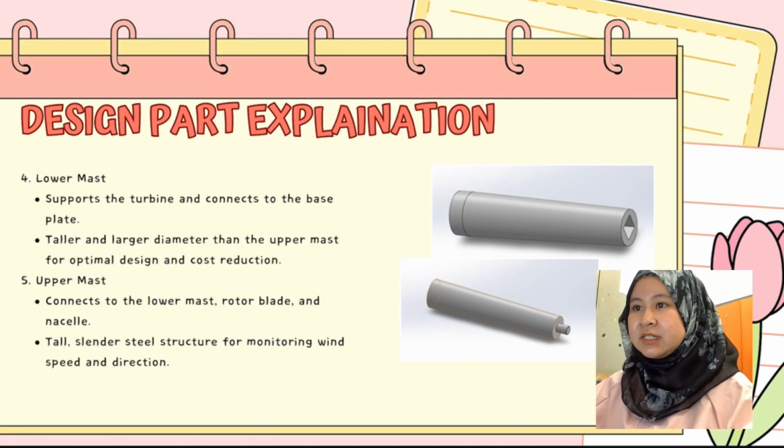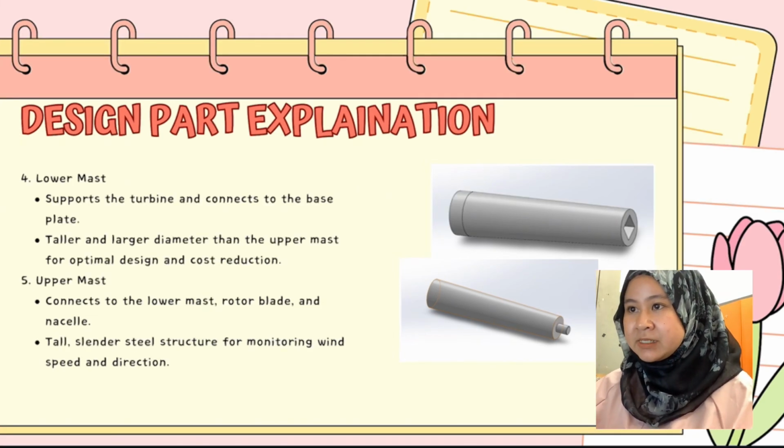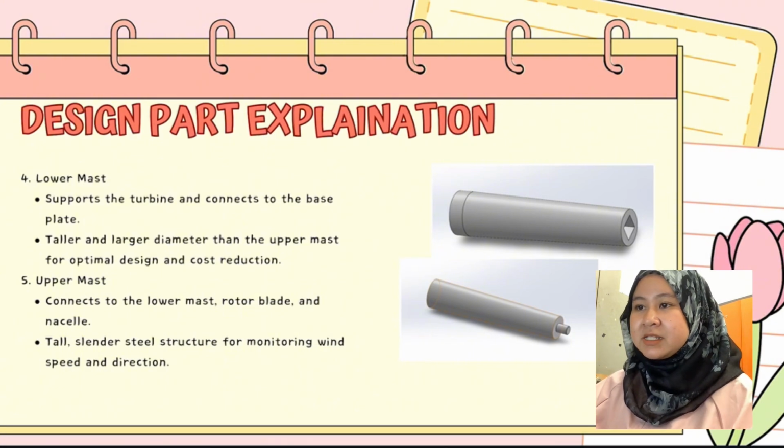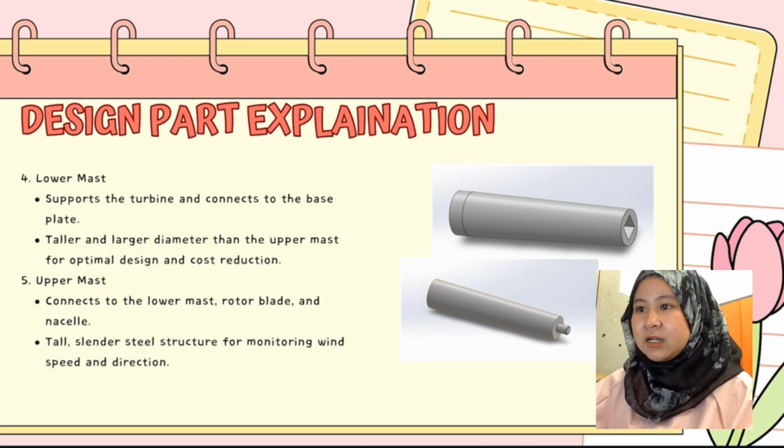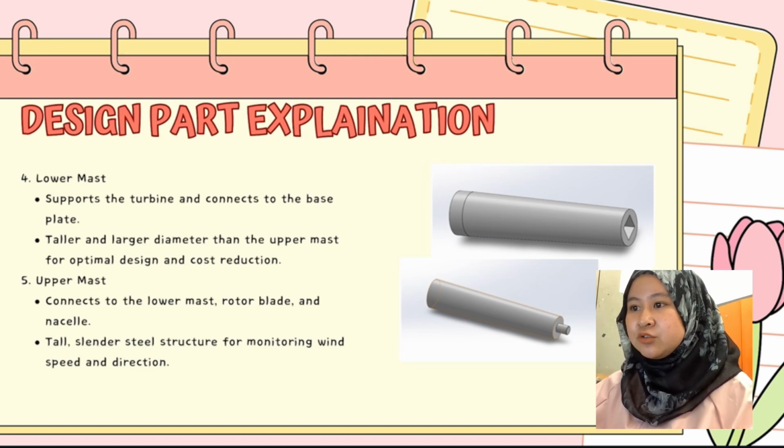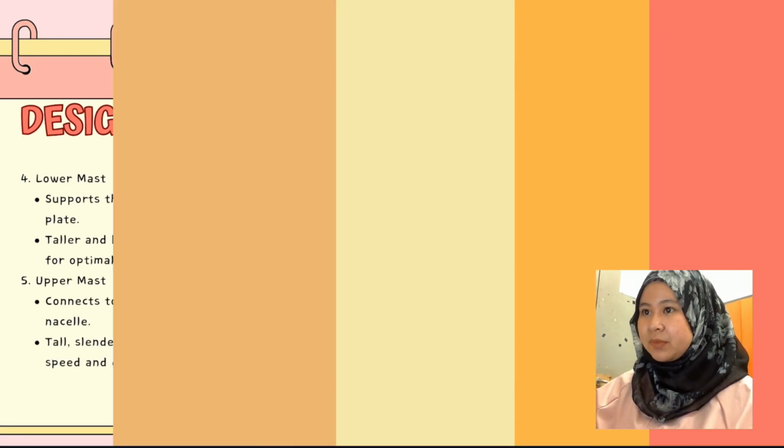The fourth is the lower mast, and the fifth is the upper mast. The lower mast supports the turbine and connects to the base plate. It is also designed to be taller and larger in diameter than the upper mast for optimal design and cost reduction. For the upper mast, it is used to connect to the lower mast, rotor blade, and nacelle. It is also built as a tall, slender steel structure for monitoring wind speed and direction.